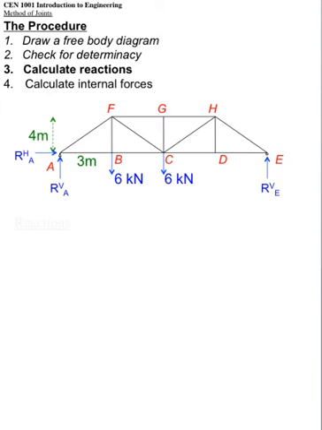Okay, so the next step is the calculation of reactions. The summation of horizontal forces is 0. We know this. There's only one horizontal force, which means it must be equal to 0. Summation of vertical forces is equal to 0. We've got a downward 6 kilonewton force, another one, and then we've got 2 vertical reaction forces, one at A and one at E. We don't know how much each is, but we know they add up to 12.